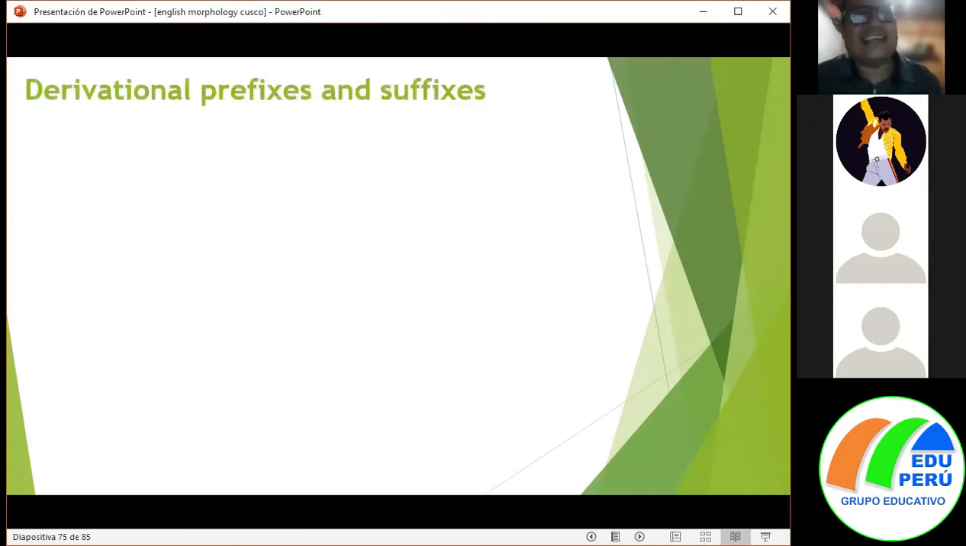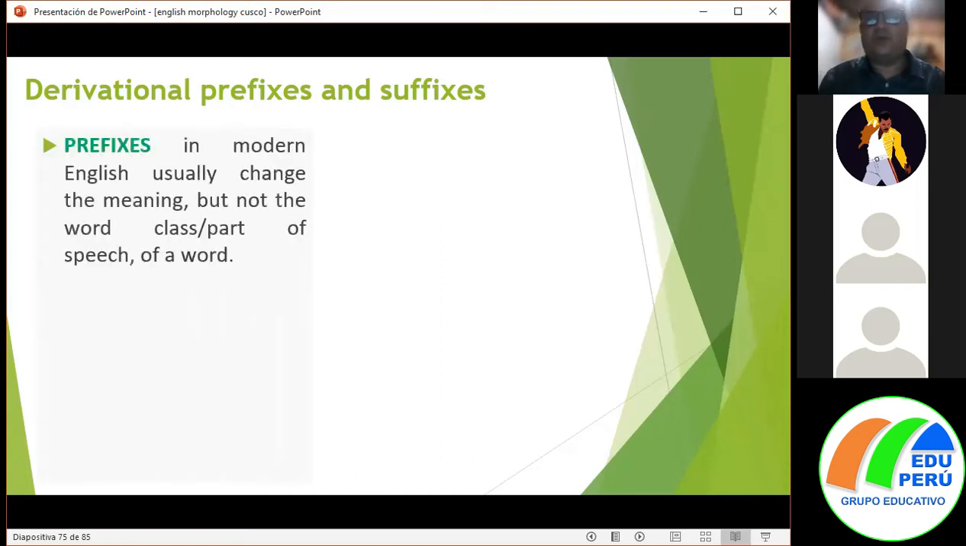Derivational prefixes and suffixes. Notice, this is what I told you. A derivational morpheme could be a prefix or suffix. Inflectional morphemes are just suffixes. Don't forget about it. Prefixes in modern English usually change the meaning. Notice, they change the meaning, but not the word class or part of speech of a word. That's why I told you before, no?